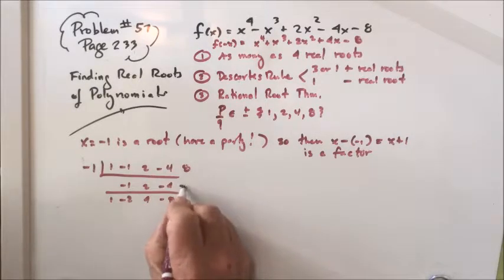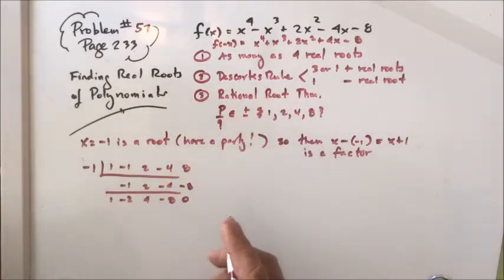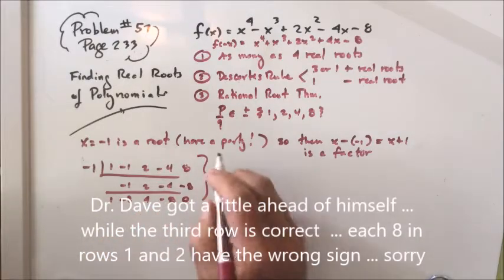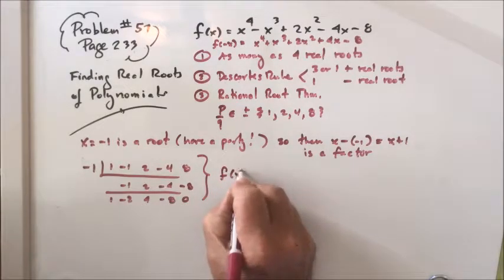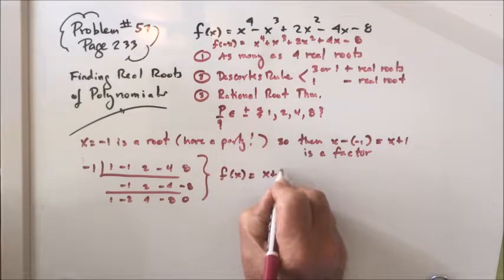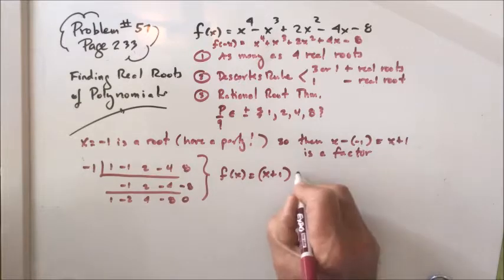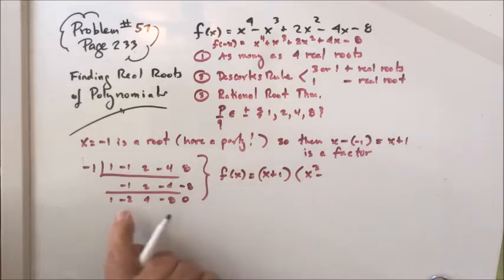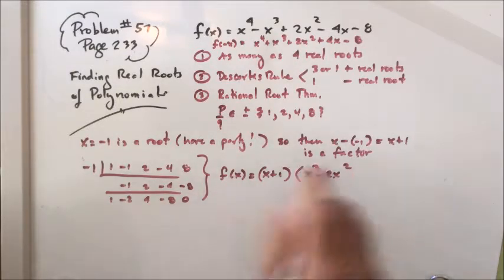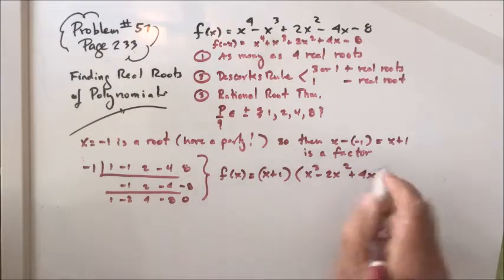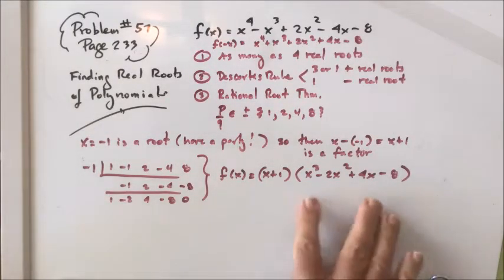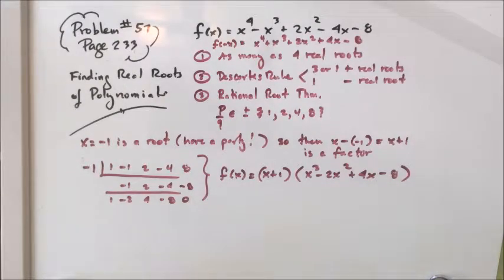What did I just do? Minus 8, put the minus 8 there, 0. Sure enough, we knew that was going to happen. What this is telling us is that f of x can be written as x plus 1, the factor associated with this minus 1, times this third order polynomial, x cubed minus 2x squared plus 4x minus 8. All right, well, we've made progress. We haven't found all the roots. What we have to do to find all the roots is find the roots of this third order polynomial.